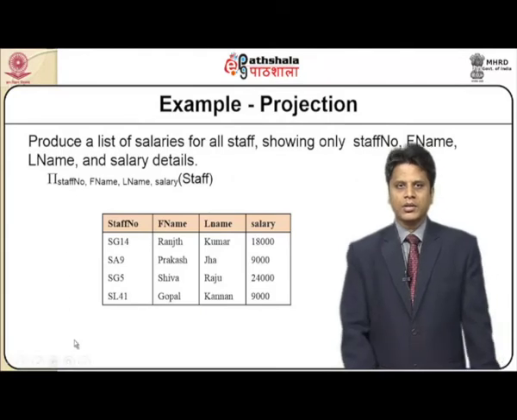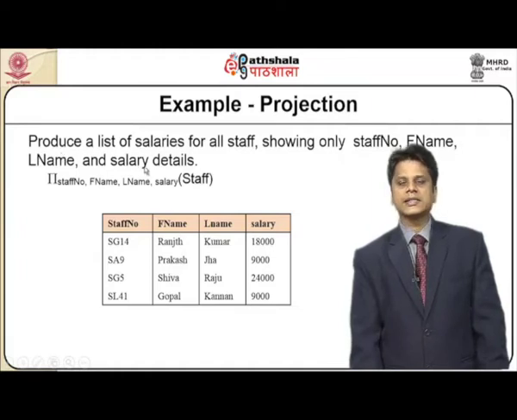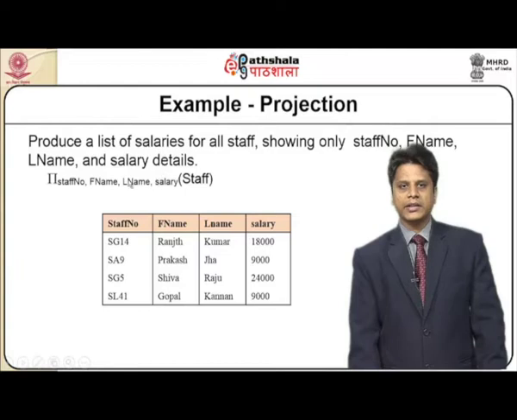For example, with the same staff relation, produce a list of salaries for all staff showing only staff number, first name, last name and salary details. So, in this case I am to list the salary for all staff working for a specific department, but highlighting only some attributes, not all: staff number, F name which is first name, L name that is last name, and the salary details.